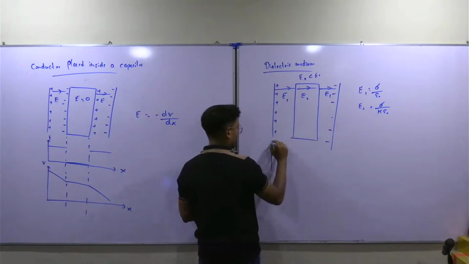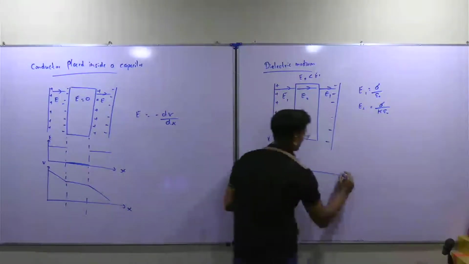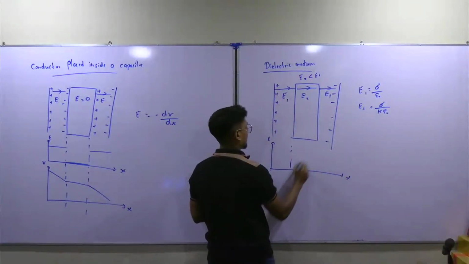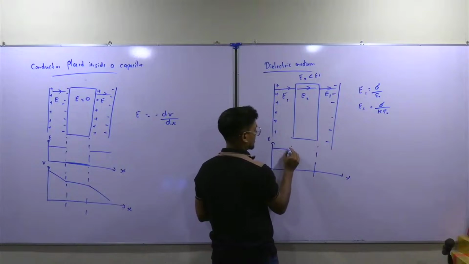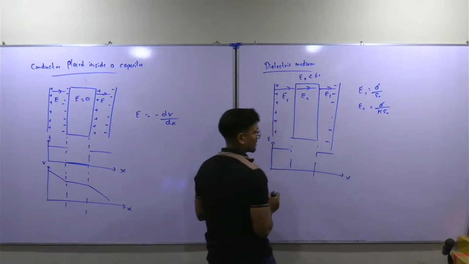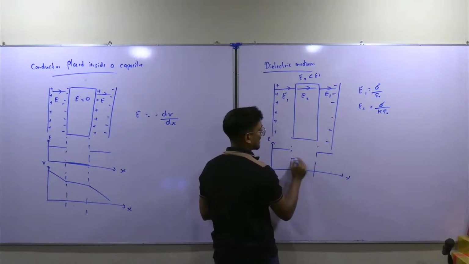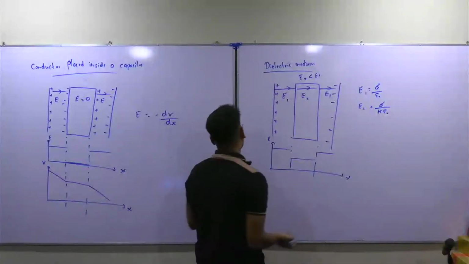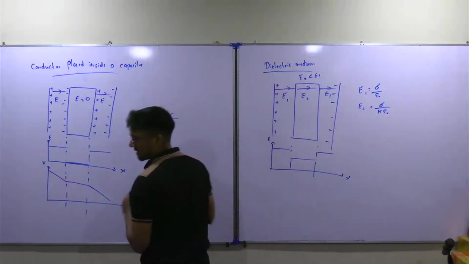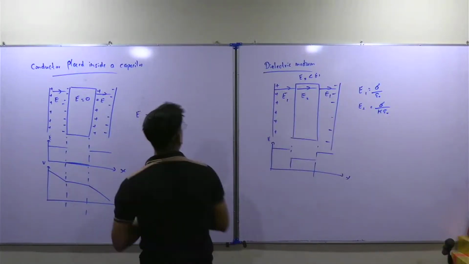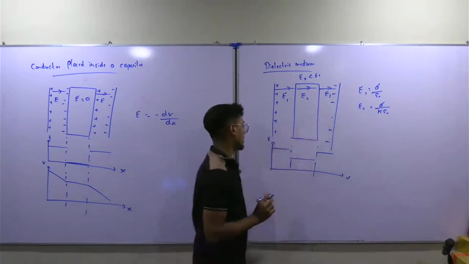Now, when you draw the electric field strength versus distance graph, from here to here there is a constant electric field strength, and from here to here constant electric field strength. But inside the dielectric medium, there is an electric field strength, but it is lesser than the electric field strength outside.